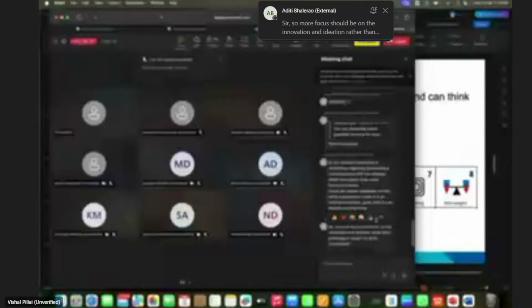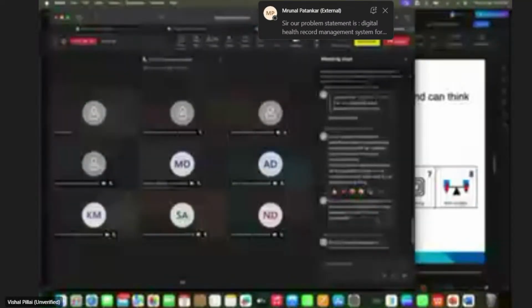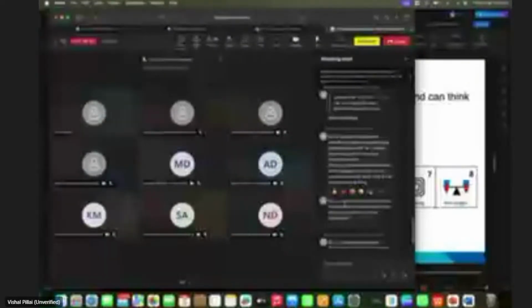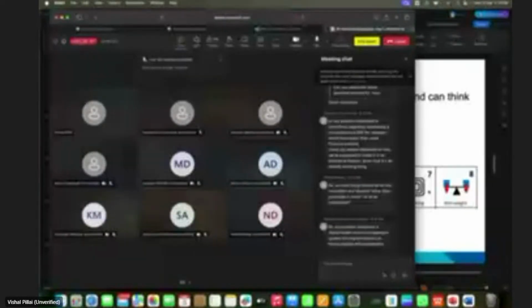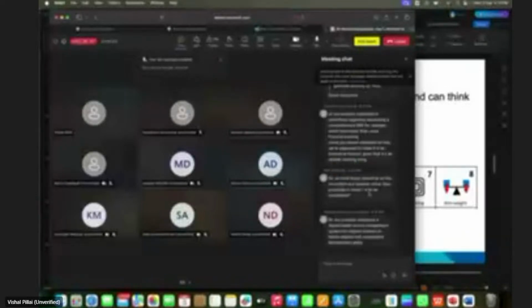Gamified learning. Okay. Yes. So I think Aditi, you are right. More focus should be on the innovation and the ideation rather than the prototype. If round one is successful, then you can go for the second approach, which is about the prototyping.